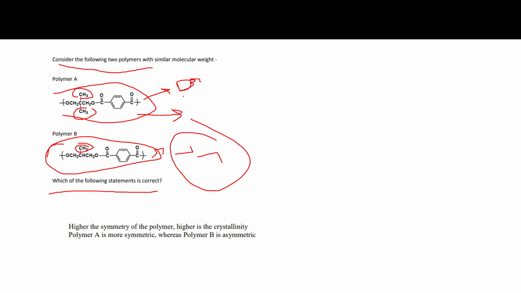If you compare the crystallinity, when there is more packing, it will be more crystalline, so polymer A is more symmetric. So polymer A is more crystalline as compared to polymer B, because polymer B is asymmetric due to the presence of one CH3 unit in that polymer.